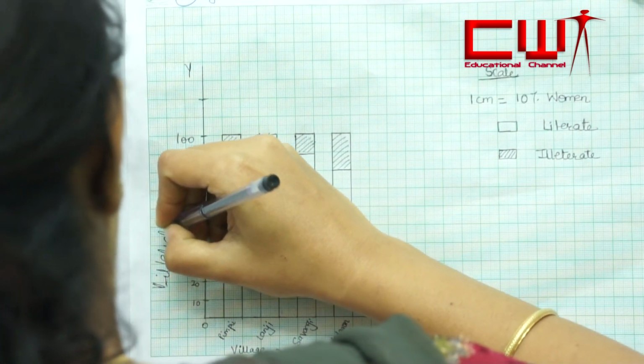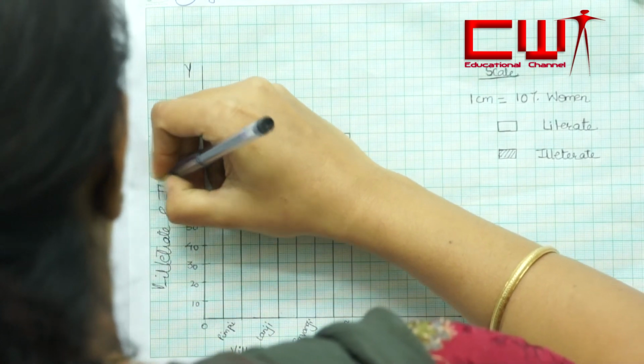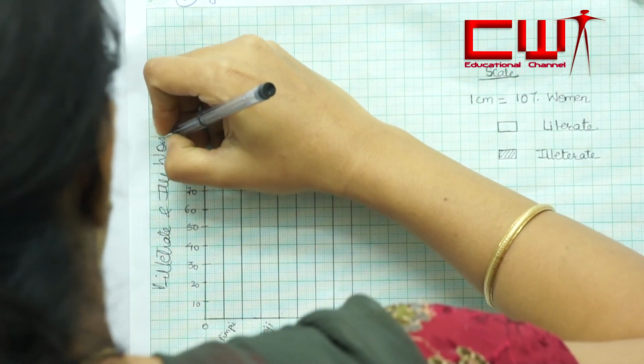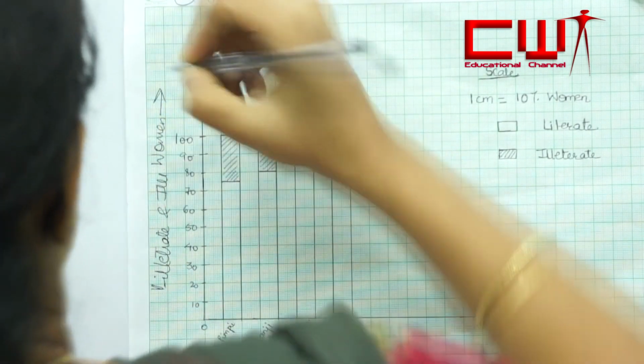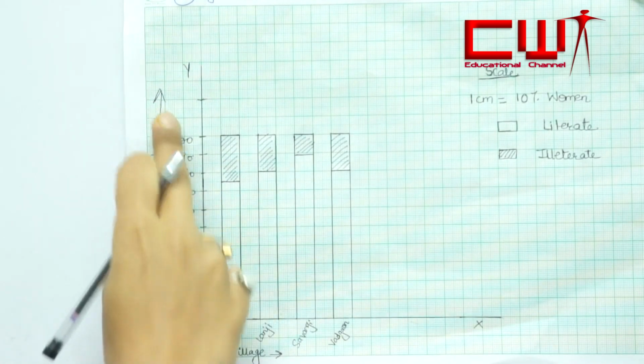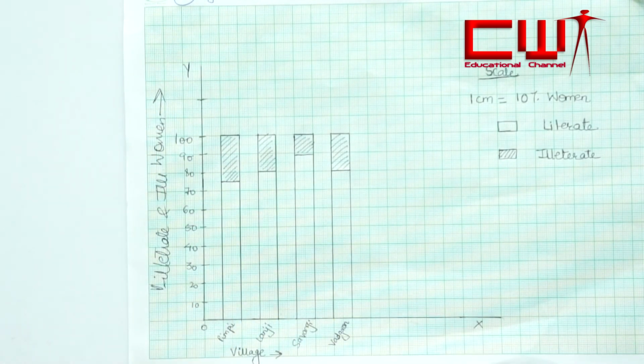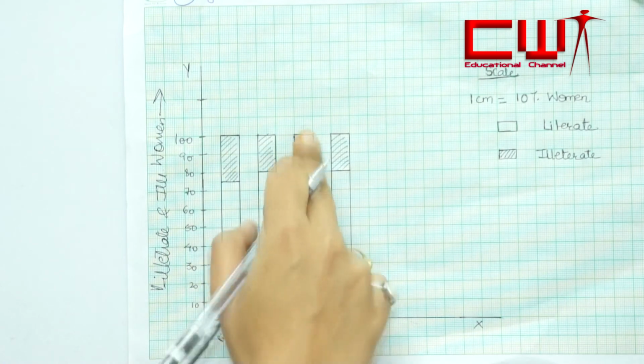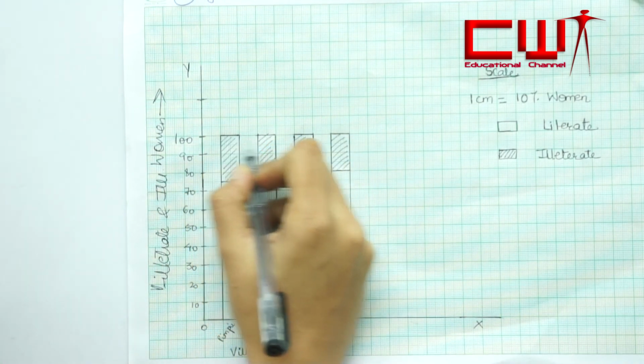Literate and illiterate women, alright, so this will be on the OY axis, and the villages on the OX axis. Let's see how I have done it. You have marked the villages. You have 4 villages given to you: Pimpri, Lanji, Sawangi and Vadgaon. You will make 4 bars, all at the maximum of 100.